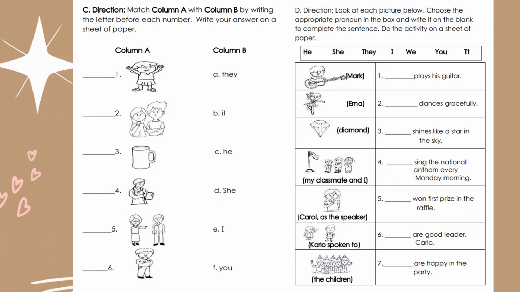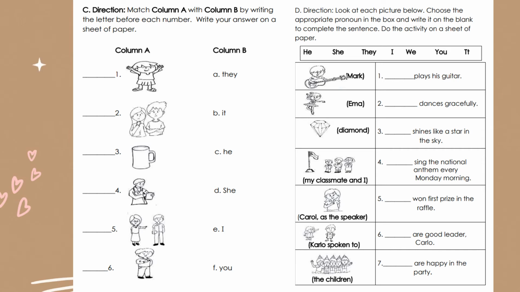Letter C, match column A with column B by writing the letter before each number. Write your answer on a sheet of paper. Here are the choices in column B. Letter A, they. Letter B, it. Letter C, he. Letter D, she. Letter E, I. Letter F, you.